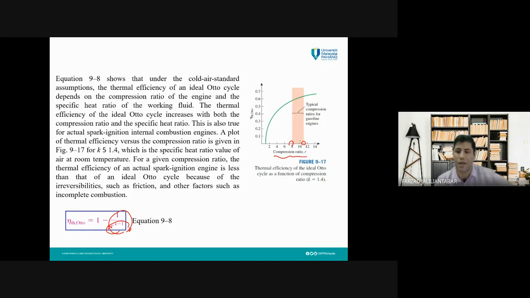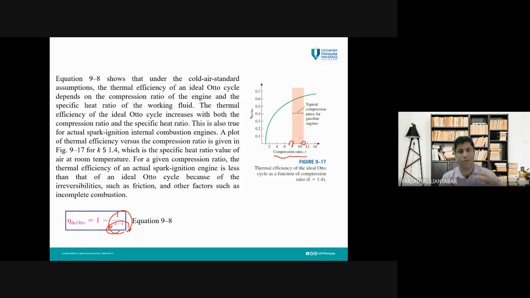Based on this reason, you can see here, as much as we increase the compression ratio, the thermal efficiency of the Otto cycle will increase. Why is the compression ratio for this type of engine between these two values, 8 to 11, for example? Because of the problem of auto ignition.